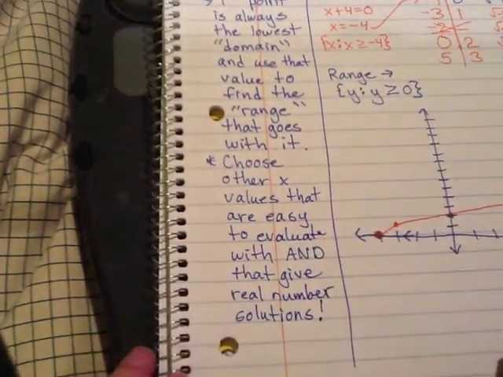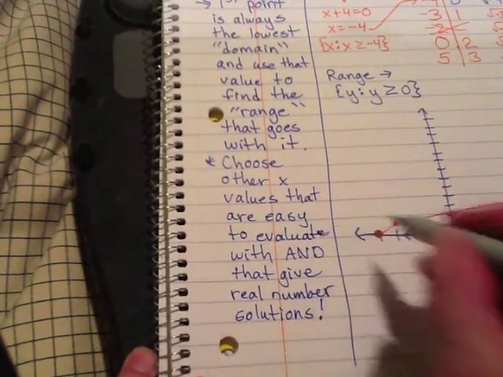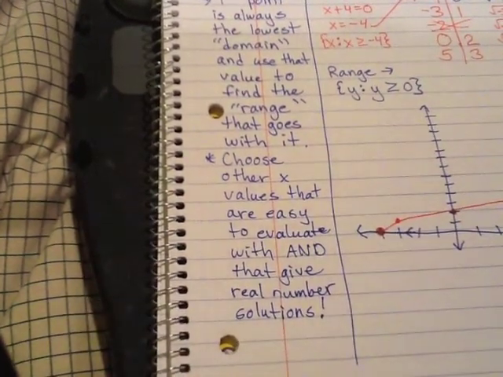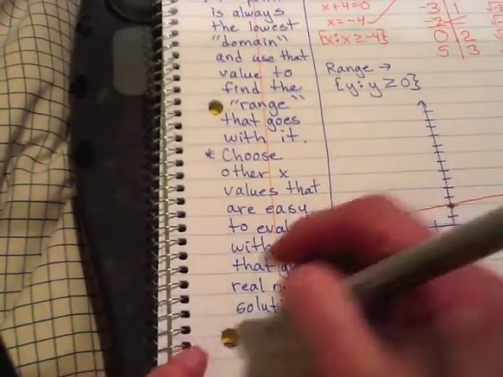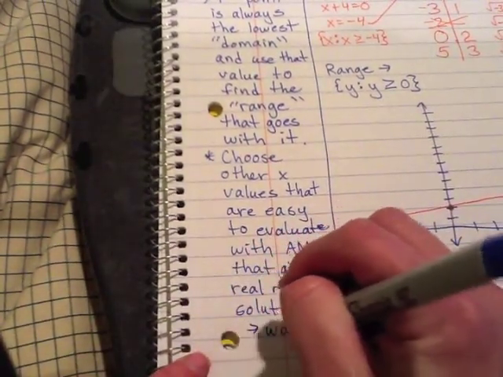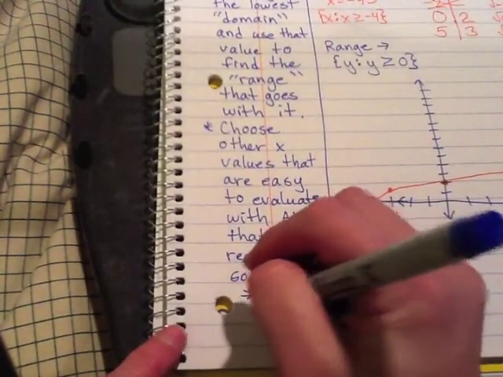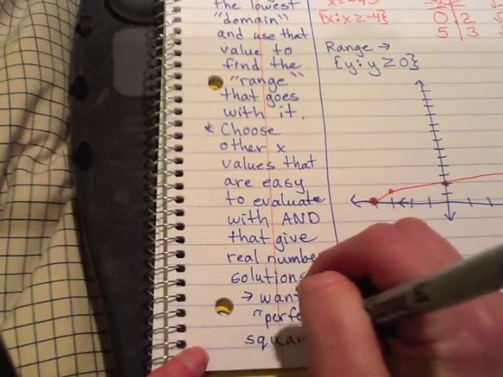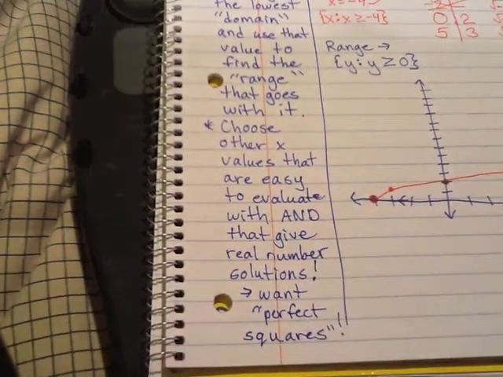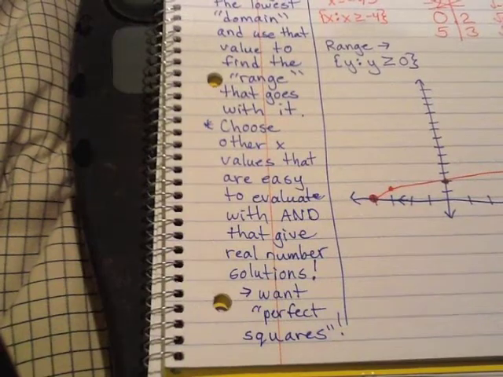And what I mean by values that are easy to evaluate with are things that are going to give you perfect squares. Something that's going to give you a perfect square is going to be a lot easier to graph than having to plug it into your calculator or estimate where it would be. So you always want to look for values that are going to give perfect squares that are going to be easy to simplify.